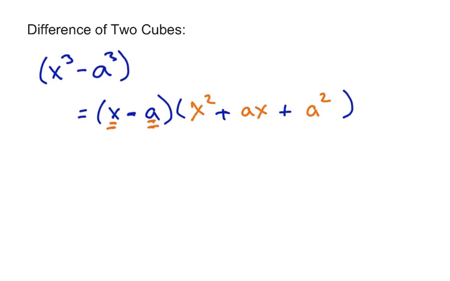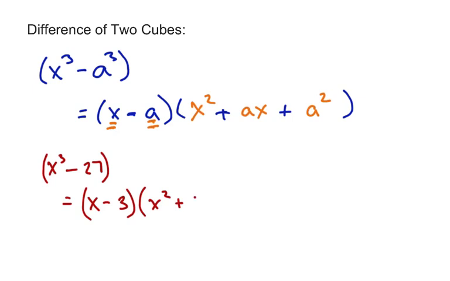Now, if we want to apply that to factor x cubed minus 27, we're going to factor that into x minus 3, because that's the cube root of 27. Then the long one is going to be x squared plus the product of the two plus the square of the last thing.